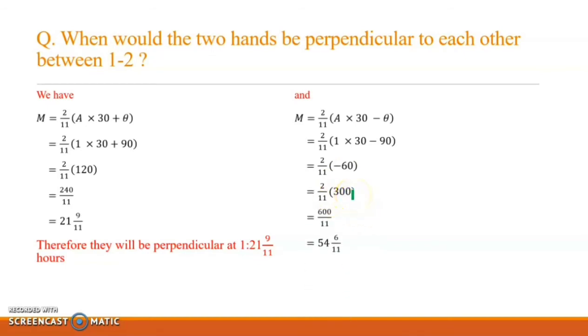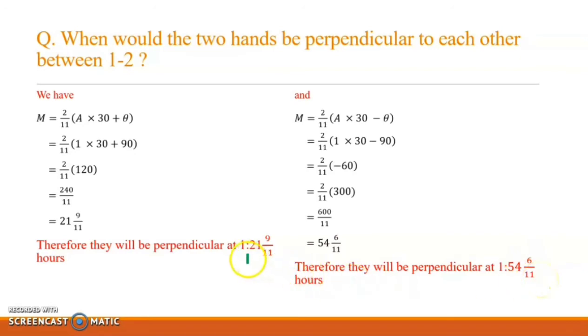And then on simplification, we get 600 by 11, which in turn will give me 54 minutes and 6 by 11 seconds. So they will be perpendicular again at 1 hour, 54 minutes and 6 by 11 seconds.